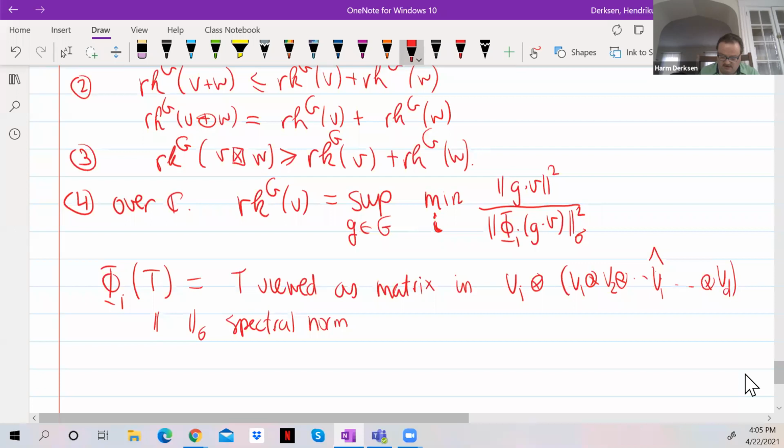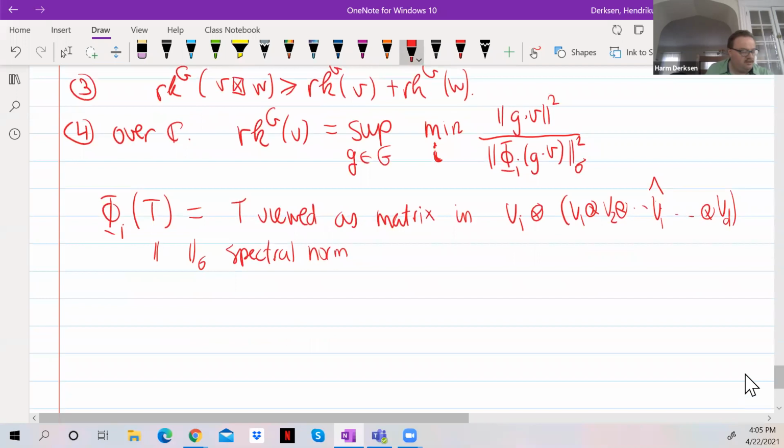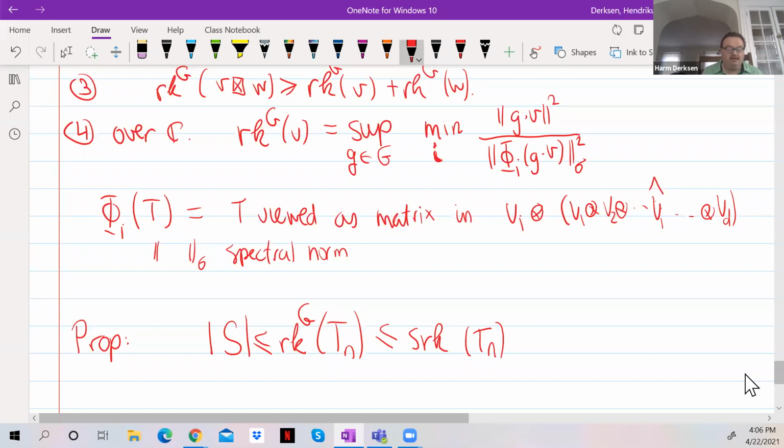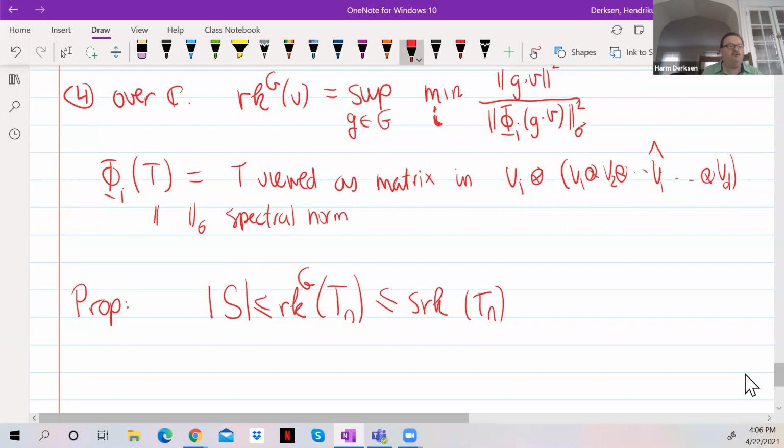And so the last thing I want to say is, let's go back to the cap set problem. We had that the cardinality of S is less than or equal to the slice rank of T_n, but it's actually also less than or equal to the G-stable rank, which may give you a sharper bound. In fact, for binary, this gives you a sharper bound, although it's only an improvement up to a constant, but for small n, that's still useful.